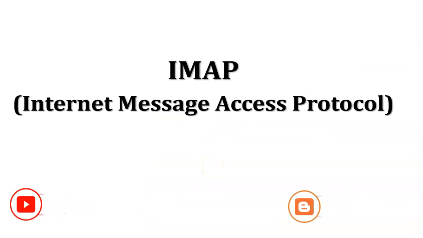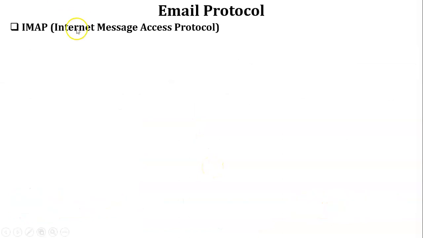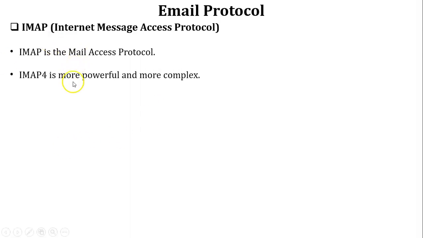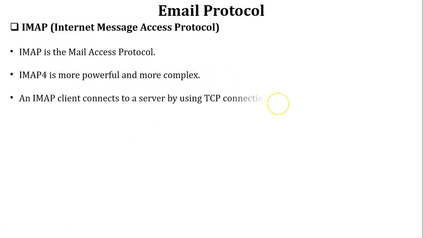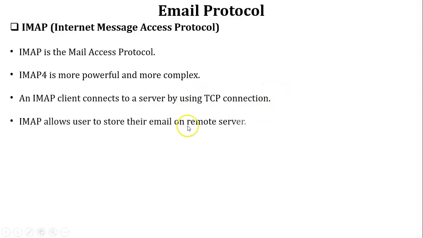Next, IMAP protocol. IMAP stands for Internet Message Access Protocol. IMAP is a mail access protocol. It means when a user wants to access a mail from the server, at that time the IMAP protocol is used. IMAP4 is more powerful and more complex compared to the POP3 protocol. IMAP clients connect to the server by using a TCP connection. IMAP allows users to store their email on the remote server. It means the user can download the email, but the copy of the email remains in the mailbox.